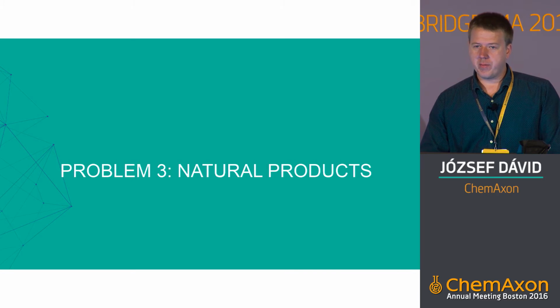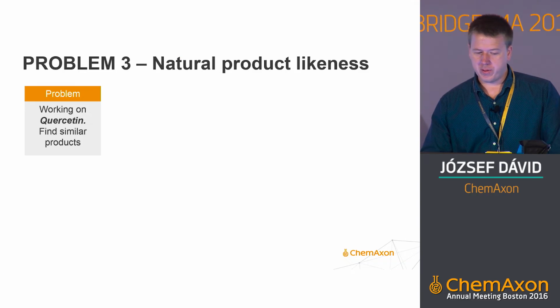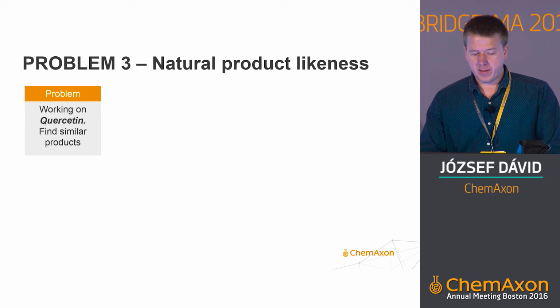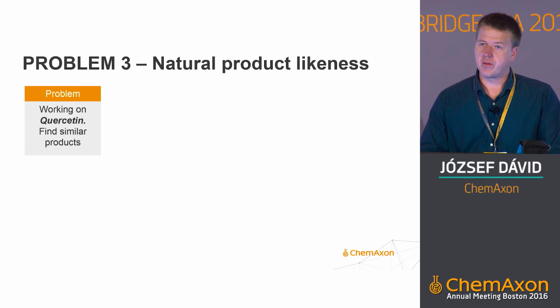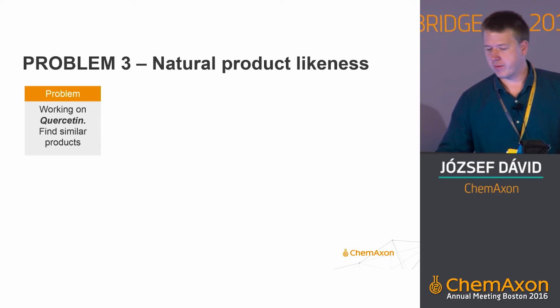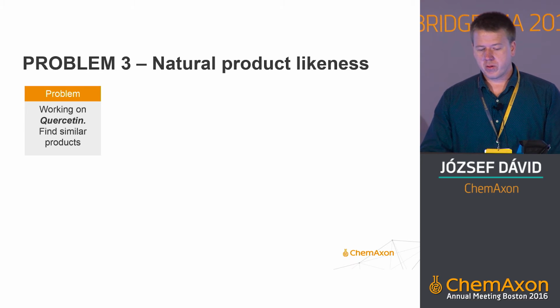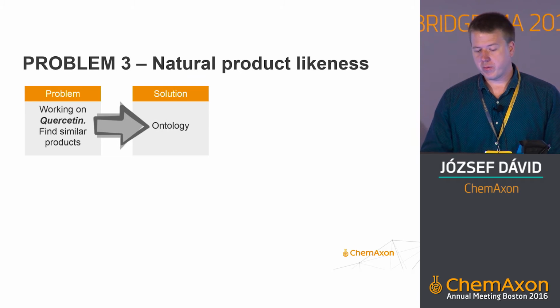So another problem, for instance, if you work on natural products, maybe you have a task to find some products similar to quercetin, for instance, in this case, and the word similar is quite hard to translate to the query level in the case of natural products. So you need to find something that can help you. And one obvious choice is using some kind of ontology in this case.